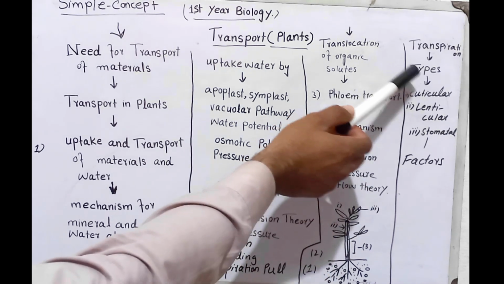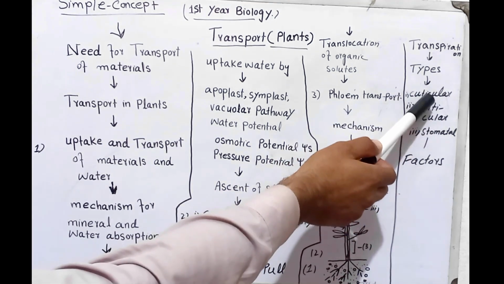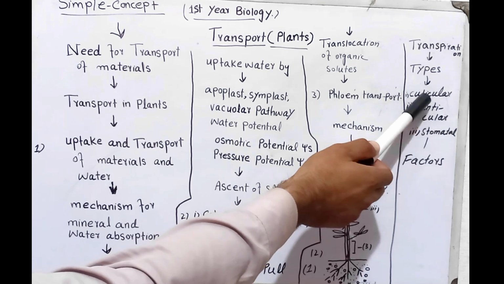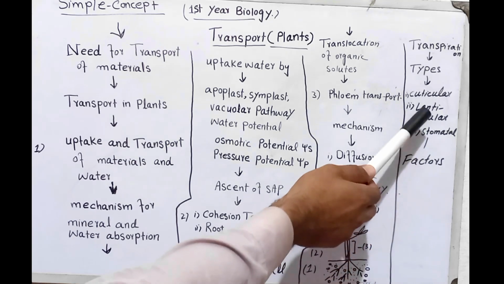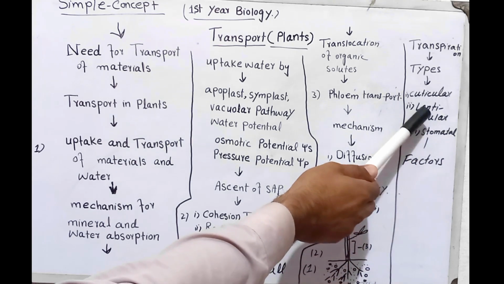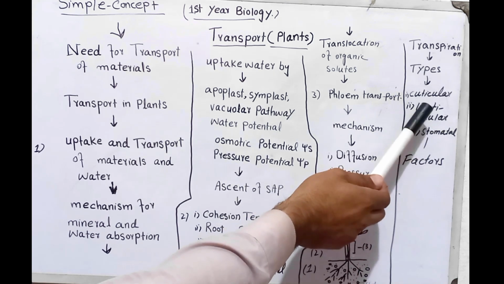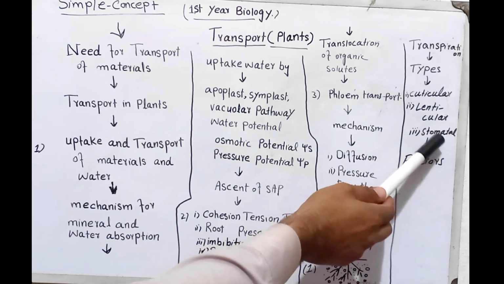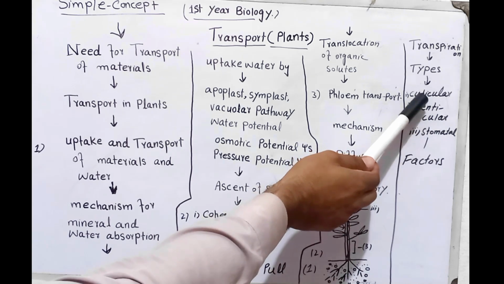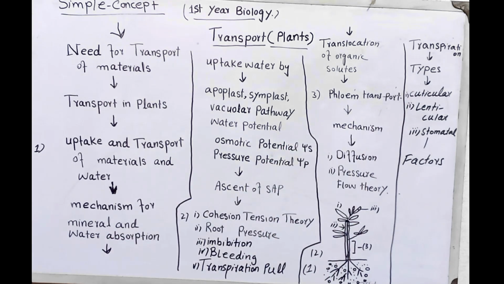There are a number of types of transpiration, like cuticular, which occurs in the leaves and is determined by the presence of cutin. Lenticular transpiration occurs through lenticels present in the stem and also in the roots. And stomatal transpiration occurs through stomata present in leaves. All these three, cuticular, lenticular, and stomatal, are used for transpiration.